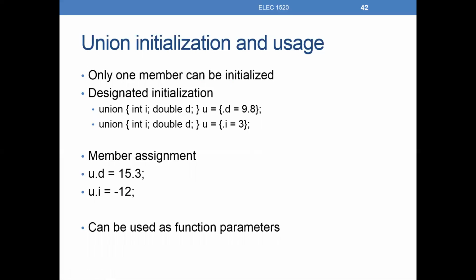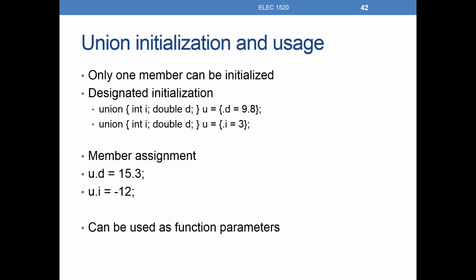You can initialize a union. So you can have some sort of designated initialization. Notice when you initialize the union, since you can only store information in one of the members at a time, you only initialize one of the members. We can either initialize d, or we can initialize i, but not both. And you can assign to one or the other, similar to using this dot operator. So you do all the same things to get to the members. It works just like a struct in the way that you access the data members.